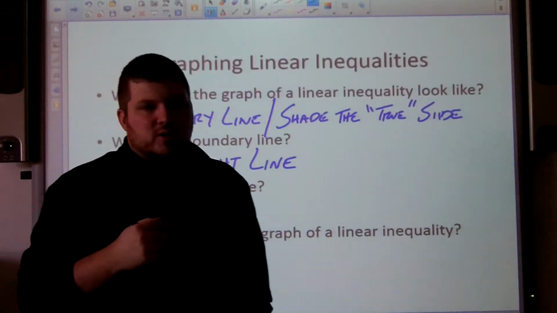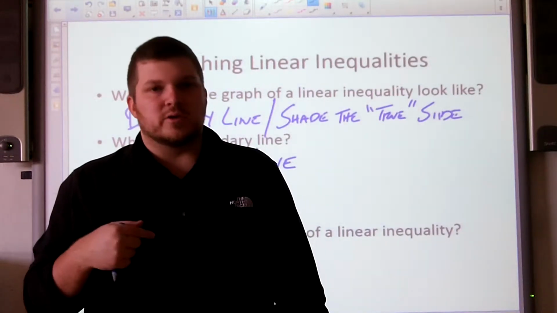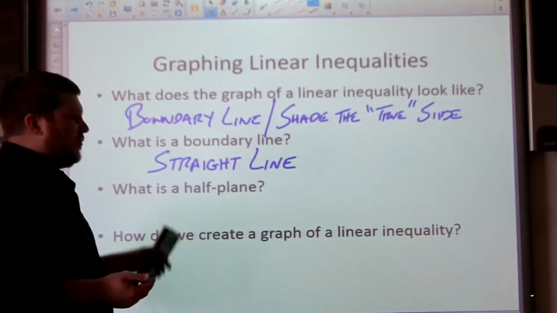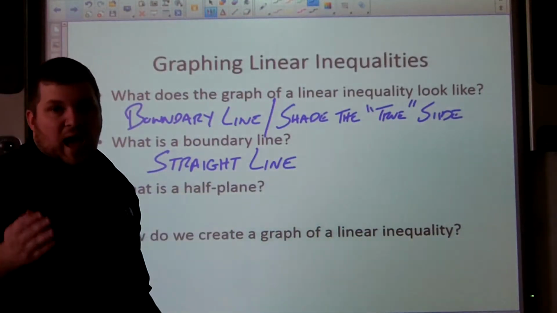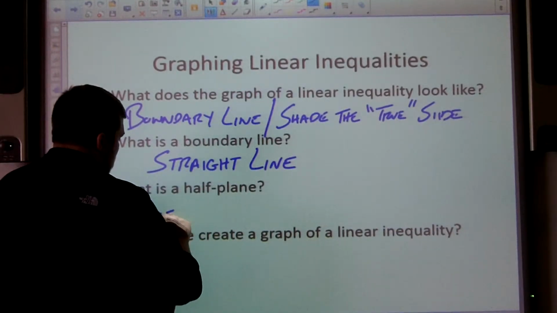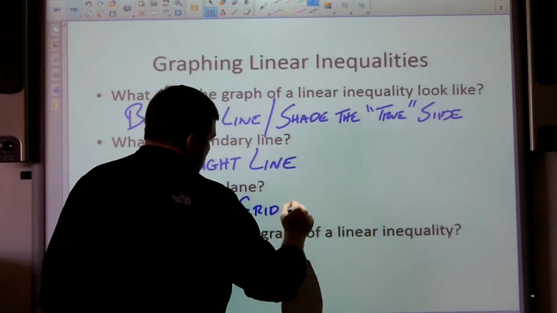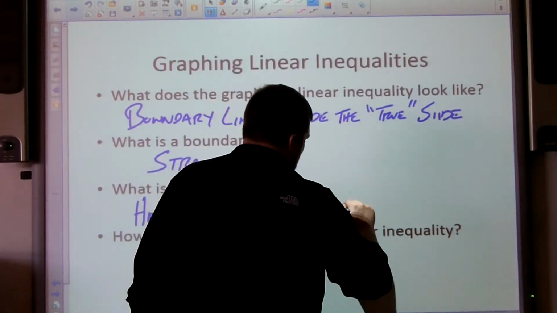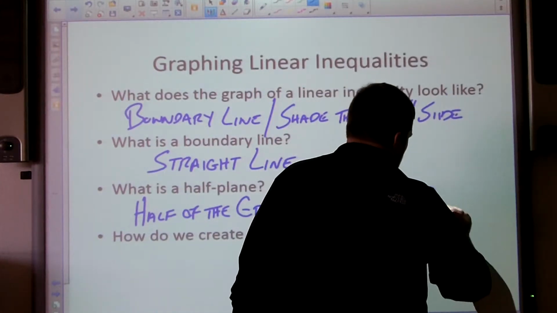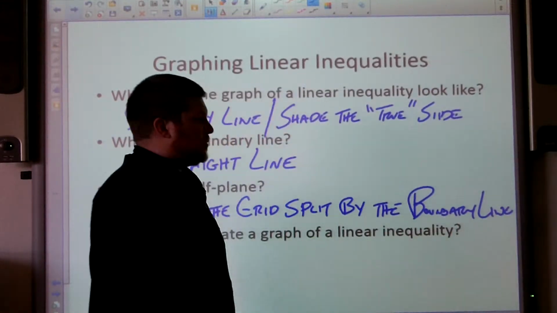Now that boundary line may or may not be included as part of your solution set. If it is included, you're going to use a solid line. If it's not included, you're going to use a dotted line. A half plane is just half of the grid that's split up by the boundary line.